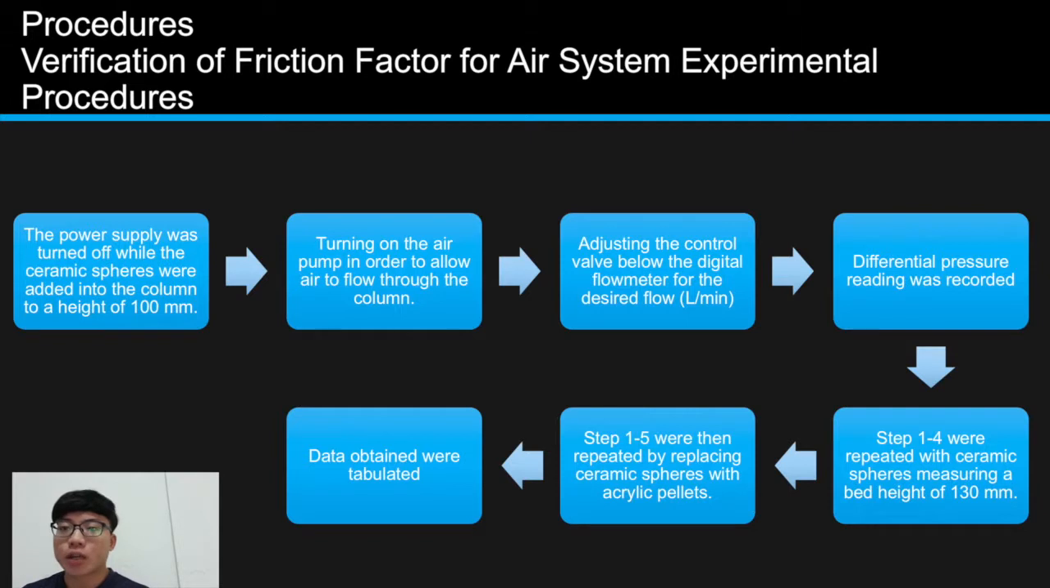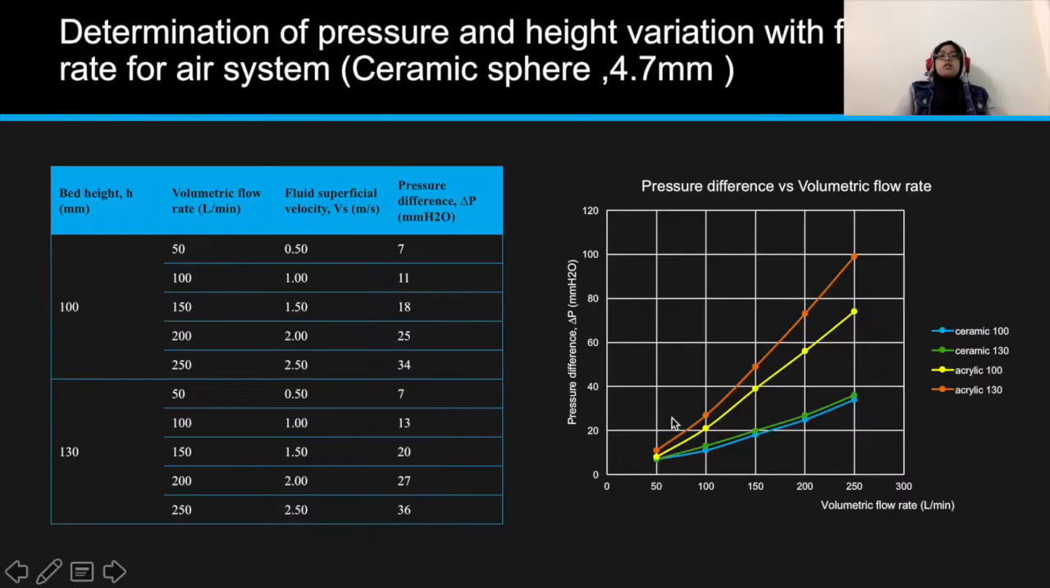And the following one is steps 1 until 4 were repeated with ceramic spheres measuring a bed height of 130 mm. And steps 1 until 5 were then repeated by replacing the ceramic spheres with acrylic pellets. And the last is we collect all the data in each trial to calculate the values in the experiment.